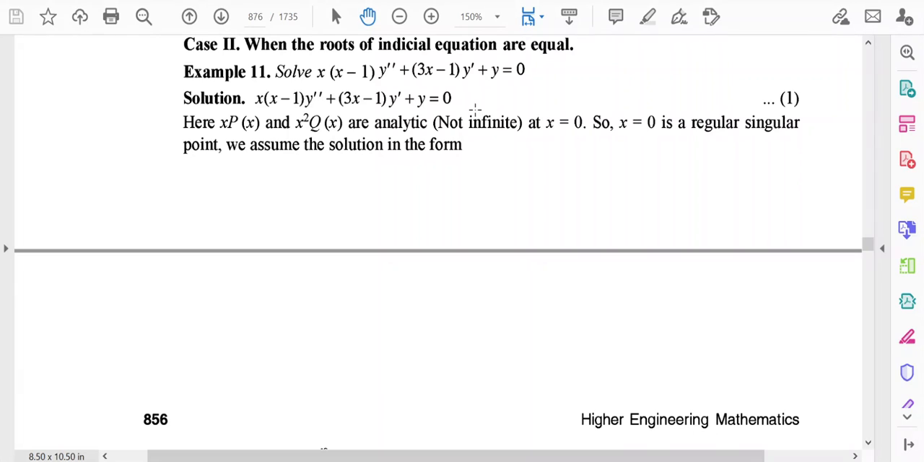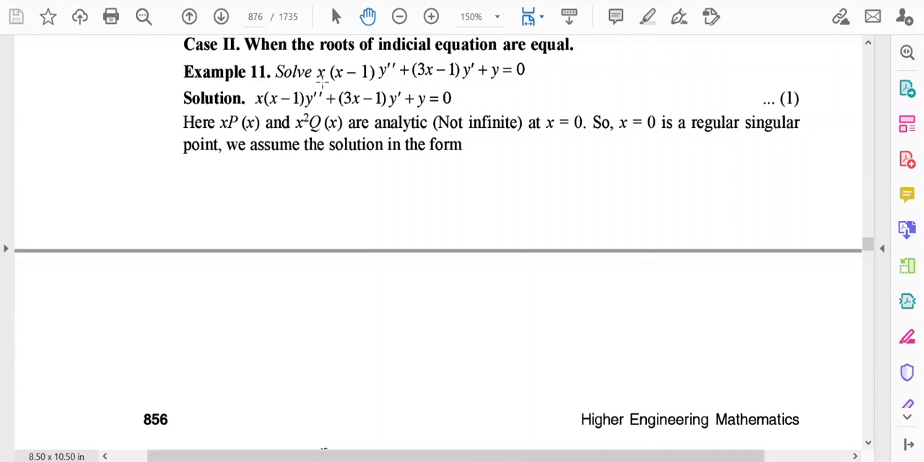In my earlier lecture, I have already discussed a particular case, and in this lecture I am going to discuss two cases. So the first case is when the roots of the indicial equation are equal, and in the previous lectures I have already discussed what we mean by the indicial equation. So I request the listeners to listen to the earlier lectures first to understand this lecture clearly.